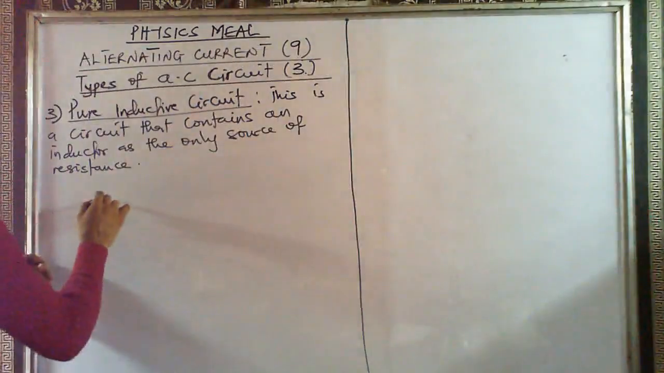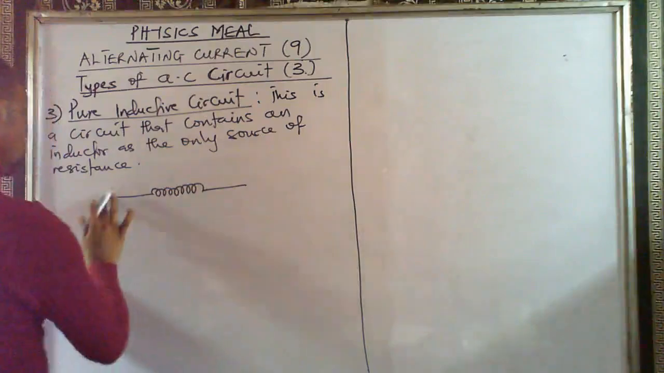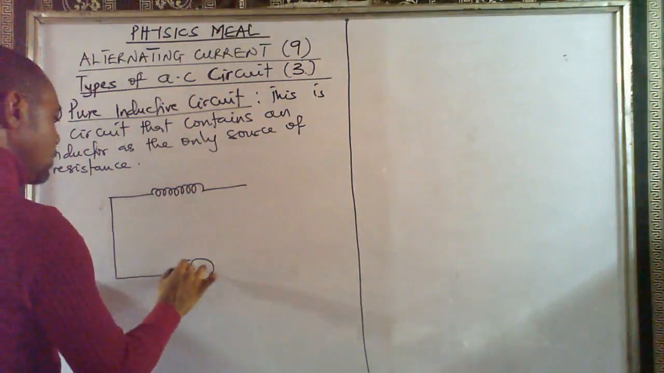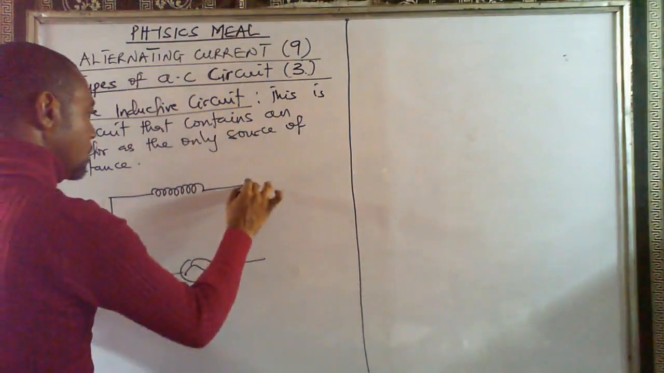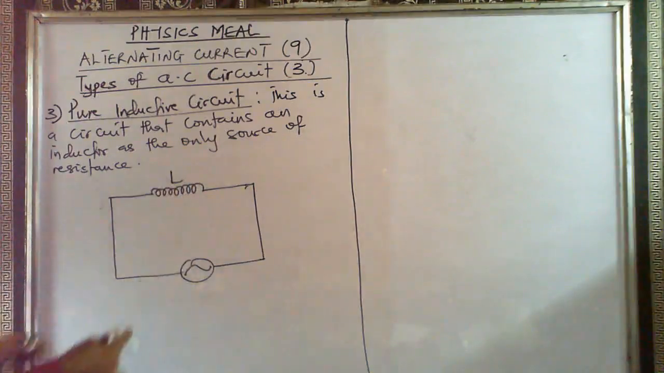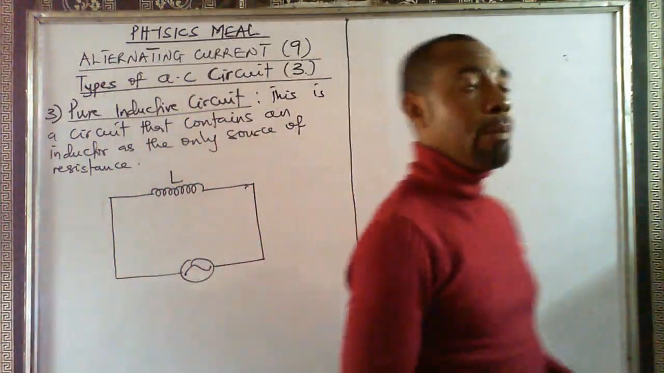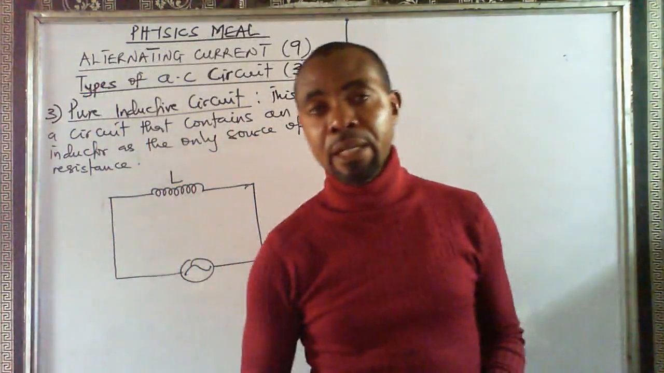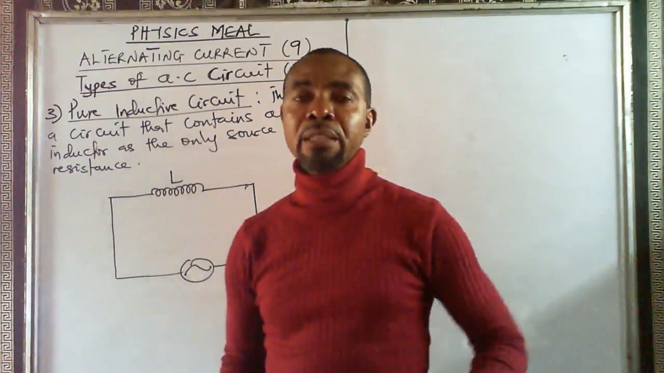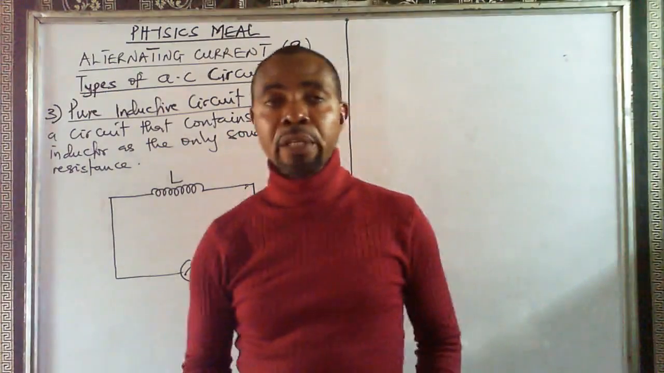So a pure inductive circuit is like this. This is an inductor. This L represents the inductance of the inductor, which is measured in Henry. Remember, when we looked at resistance in AC circuit, where we talked about reactance, I talked about the inductance of an inductor.